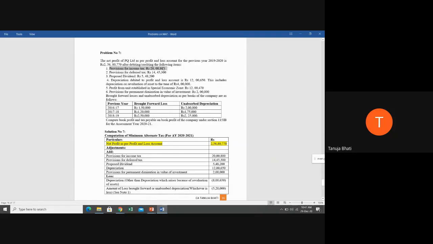Provision for income tax. Tell me, students, what effect should I give for provision for income tax? Added to the net profit. Very good. So here we have added to the net profit. Next, provision for deferred tax. What effect should I give to this? Add, ma'am. Okay. Next, proposed dividend. What effect should I give to this? Add. Added to the net profit.